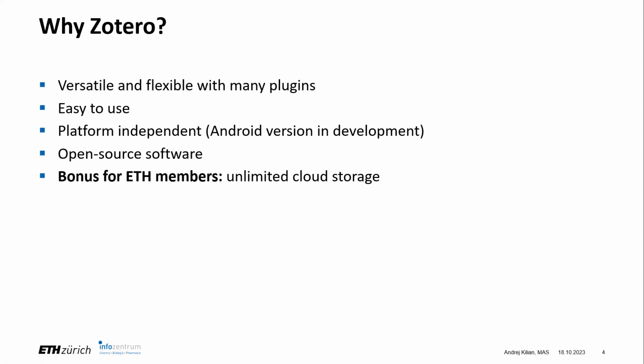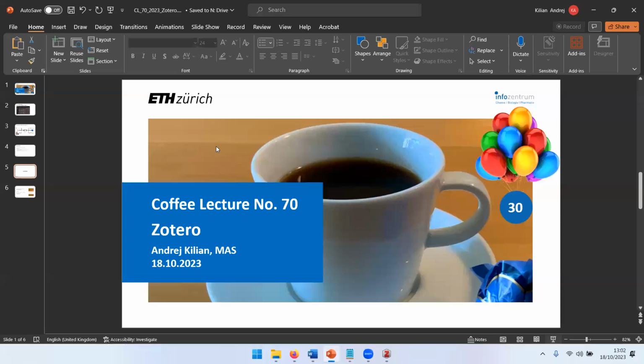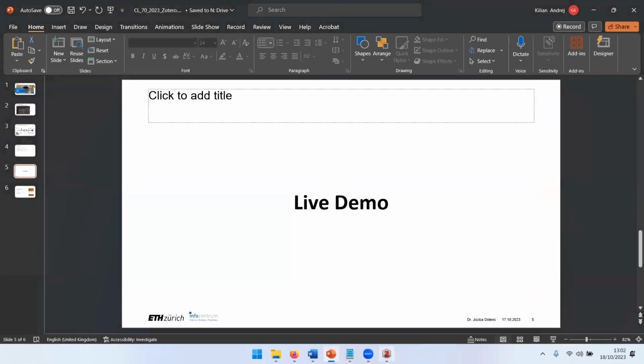You can use it on any platform. An Android version is currently in development, but there are unofficial ports, and it's open source. So you can also be sure that your data isn't used by for-profit companies in any way. And also, if you're an ETH member, you enjoy unlimited cloud storage. So in theory, you could store your entire movie collection there. Maybe don't do that, but you have as much space as you need. So with that, we switch to our live demo.